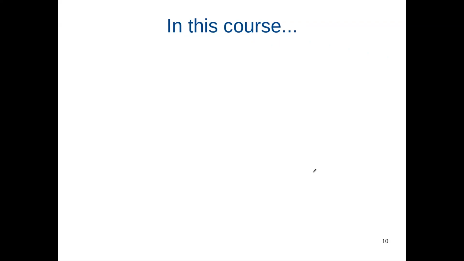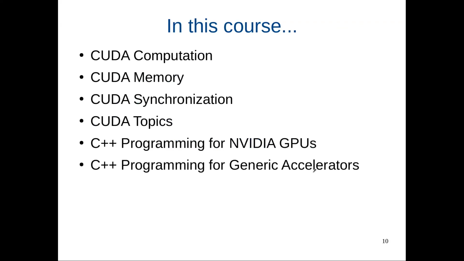All right, so in this course, we are dividing it into 6 different topics, right? The computation part, the memory part, synchronization, then we'll discuss certain topics in CUDA. Then we are going to switch gears and talk about C++ programming specifically targeted towards NVIDIA GPUs, and then C++ programming for generic accelerators like Intel GPUs, etc., which we'll be able to study as part of this course. I should mention that there is an assignment for each topic.